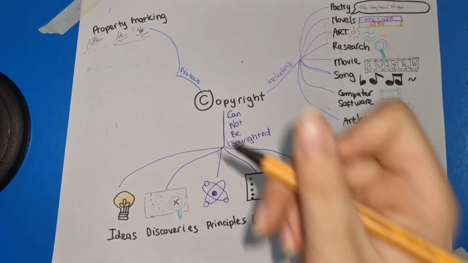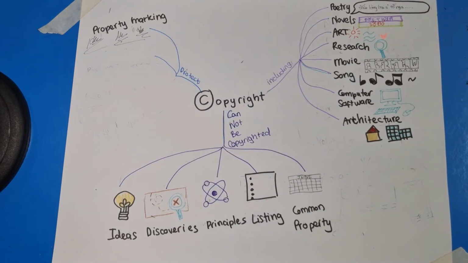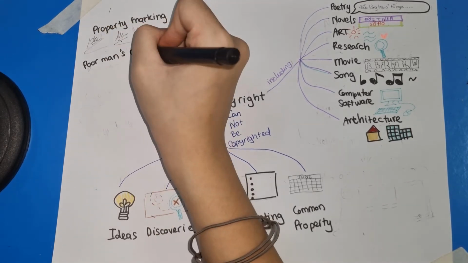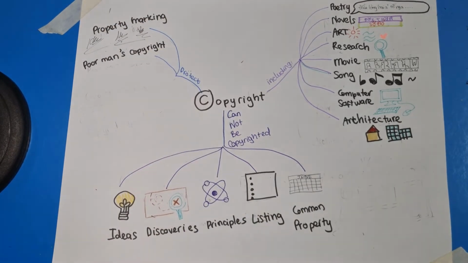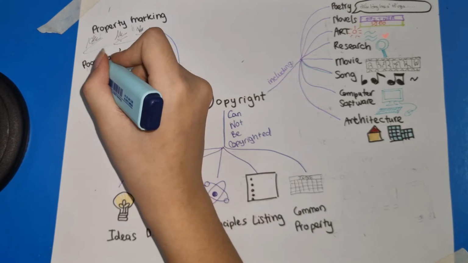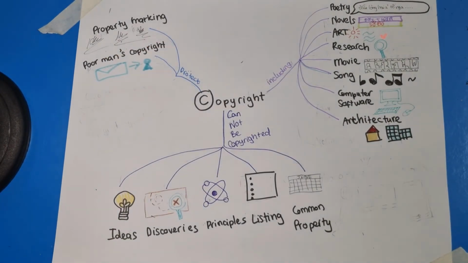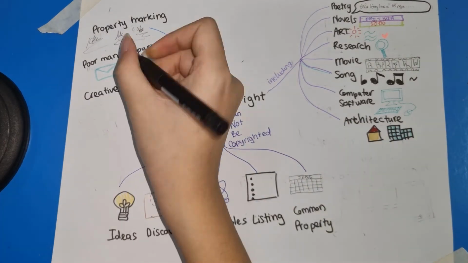Number 2, poor man's copyright. This is the practice of sending your own work to yourself, thereby establishing that the material has been in one's possession for a particular period of time. However, there is no provision in copyright law for any such type of protection, and poor man's copyright is not a substitute for registration. Number 3, Creative Commons.